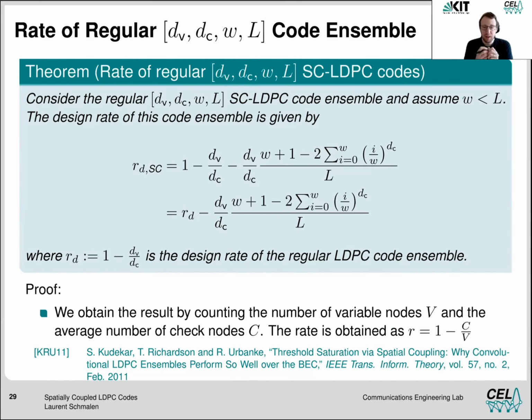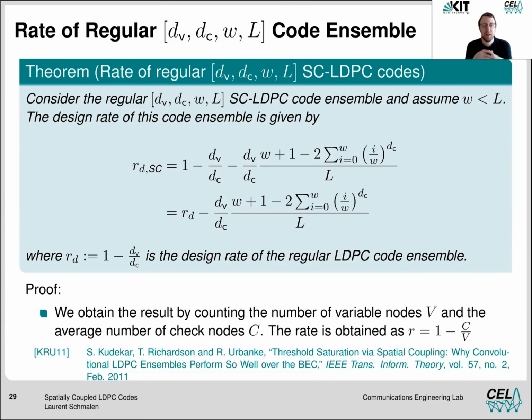So we can actually calculate the rate loss. This has been done quite immediately after their introduction. And we see that the rate of the spatially coupled code is essentially the rate of the original LDPC code, that's the regular LDPC code that we started with, minus some expression that depends on the coupling width, the parameters of the code, but also on the replication factor. Now we see that if we choose this replication factor sufficiently large, this whole term vanishes and the rate converges to the rate of the LDPC code.